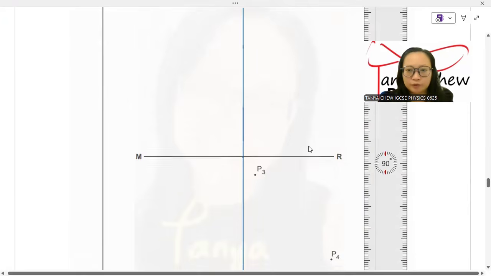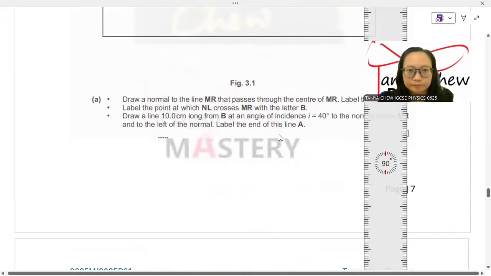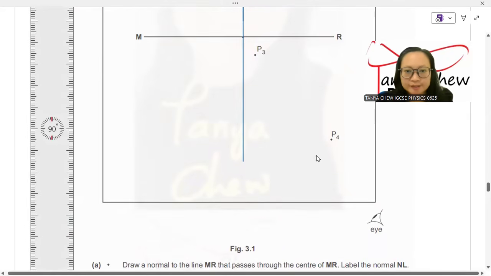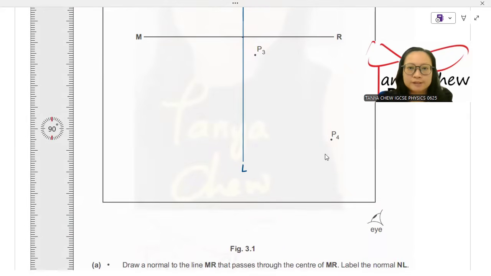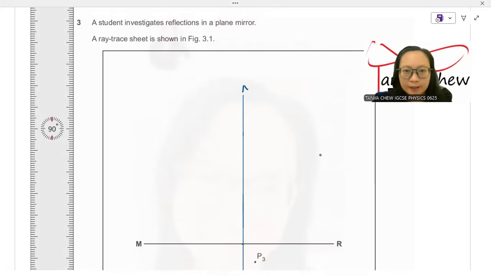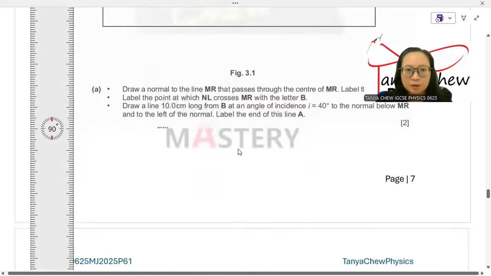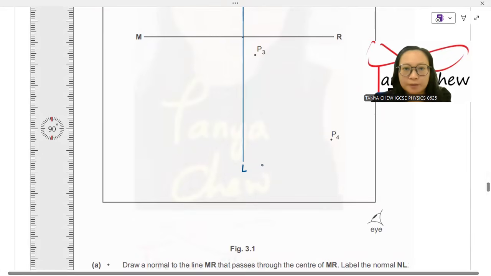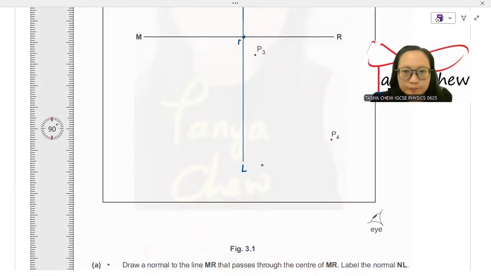And then I have to label the point, label the normal NL. So this is L, this is N. And then label the point at which NL crosses MR, the letter B. So B is right here.